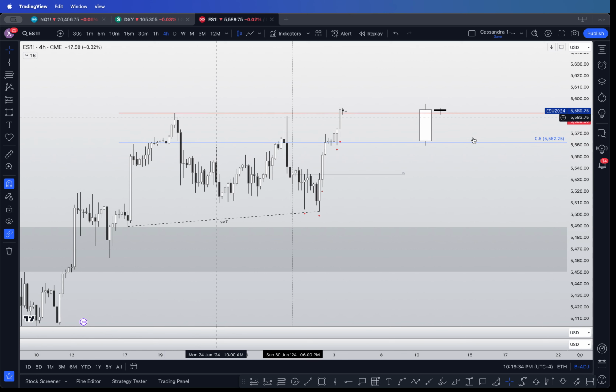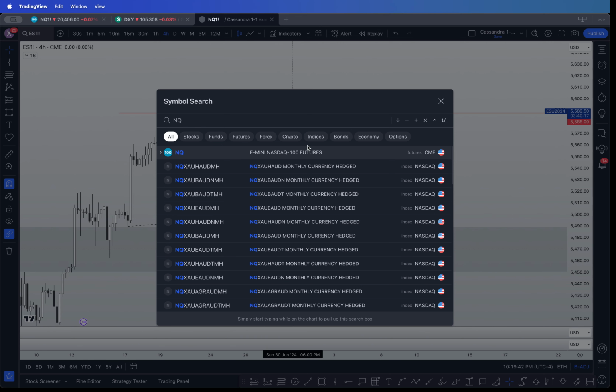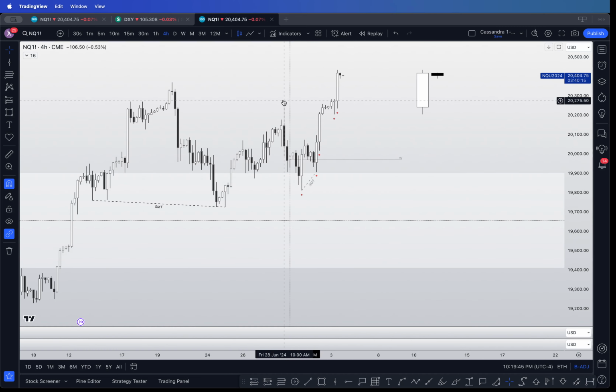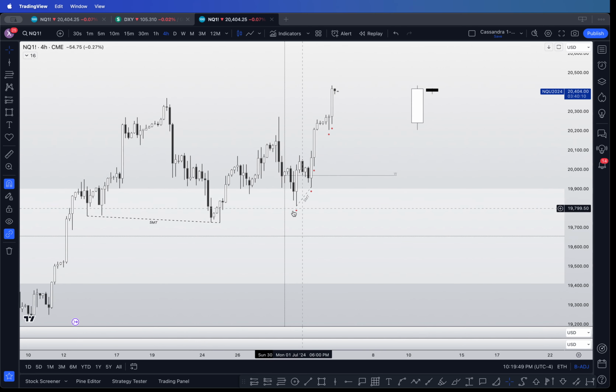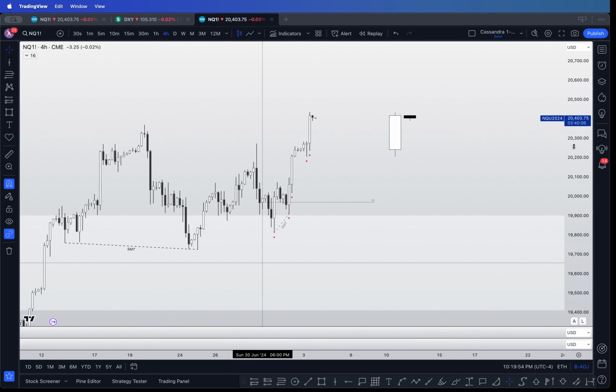Even though they both reached into external range highs, all-time highs, NASDAQ not only reached into its external range highs first, reaching into the previous week high and the external range highs first, but it also had bullish divergence throughout the entire week with higher lows.